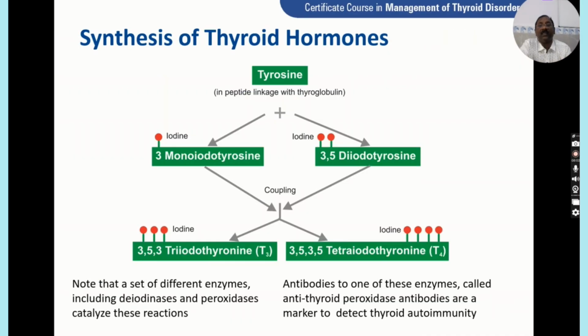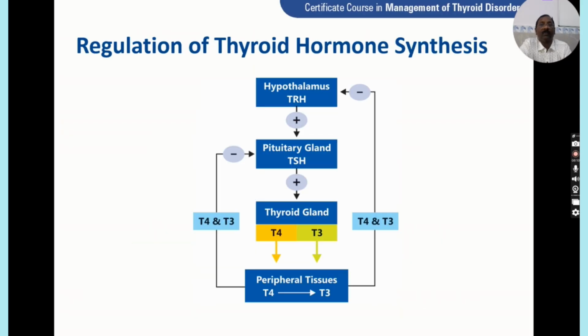So the same thing here: tyrosine, monoiodotyrosine, diiodotyrosine. The triiodotyrosine is the T3 and the tetraiodotyrosine is the T4. The boss of this hormonal orchestra is the hypothalamus. The hypothalamus secretes TRH, which stimulates your anterior pituitary gland to secrete more TSH, and this TSH will stimulate your thyroid to release the T3 and T4.